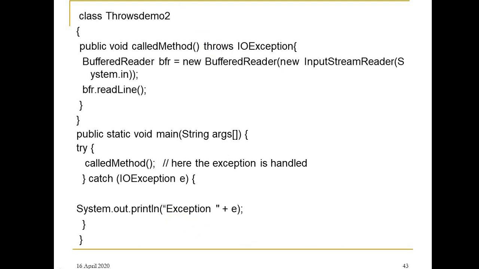So the ThrowsDemo2 method will generate an IOException whenever you are trying to read from the buffer. That exception will be caught by the caller method's catch and it will be handled.